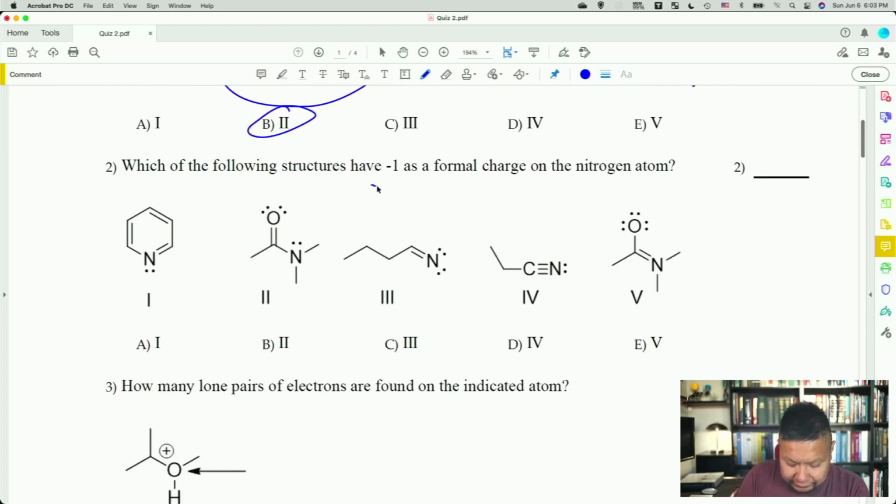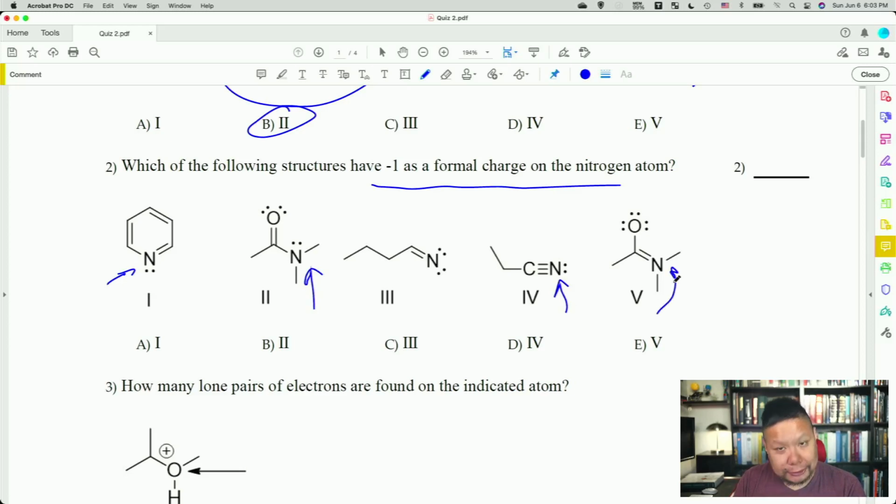Which of the following structures have a -1 formal charge on the nitrogen, right? Well, we know that a nitrogen with 3 bonds and a lone pair is neutral, right? That's also 3 bonds and a lone pair, which is neutral. 3 bonds and a lone pair, neutral. This one is 4 bonds. So nitrogen with 4 bonds has what charge? It has a positive charge on it, right? So the only one left is this one. Number 3, 2 lone pairs and 2 bonds, that is a negative charge. So the answer there is C.